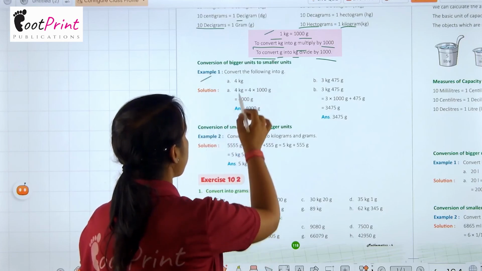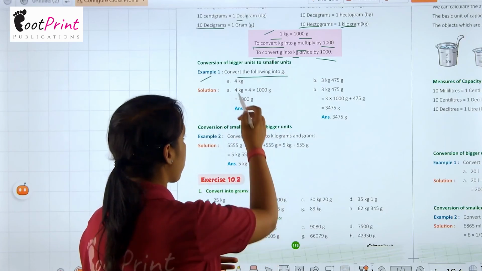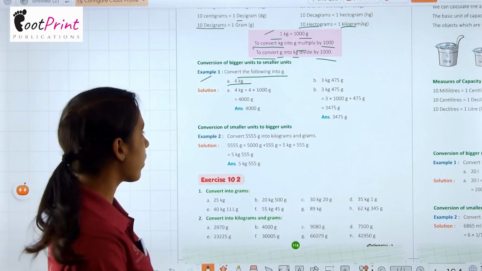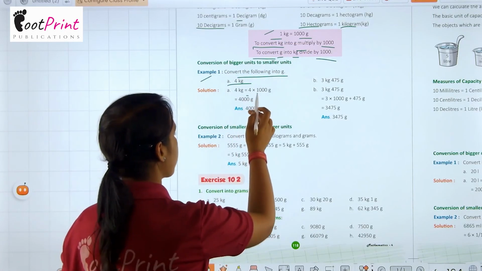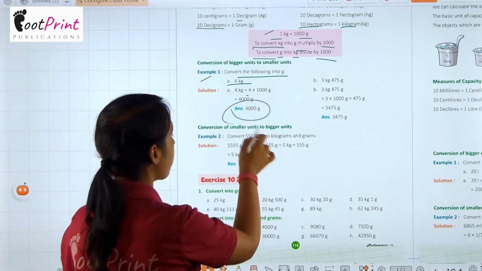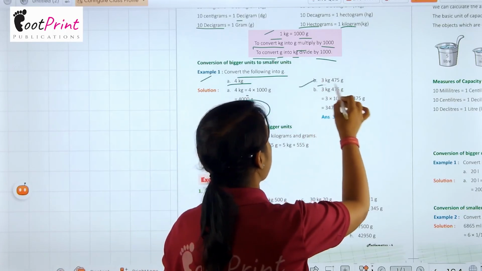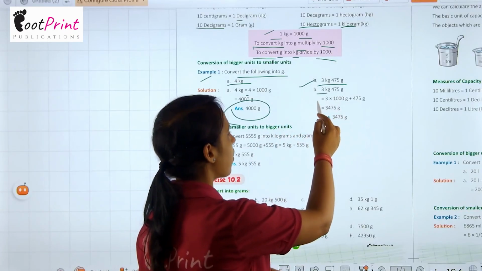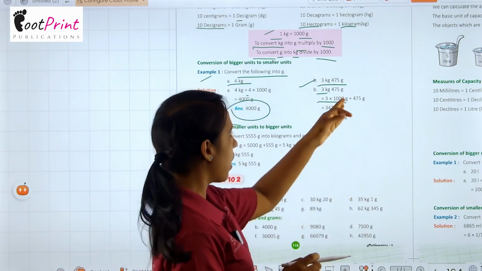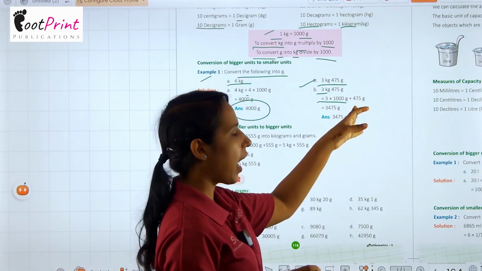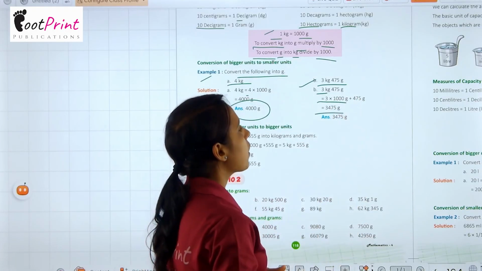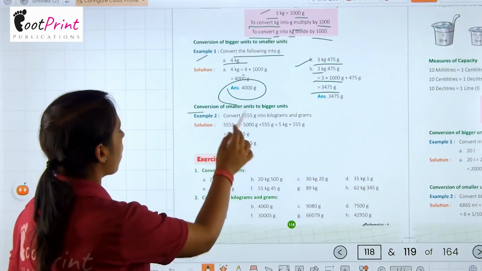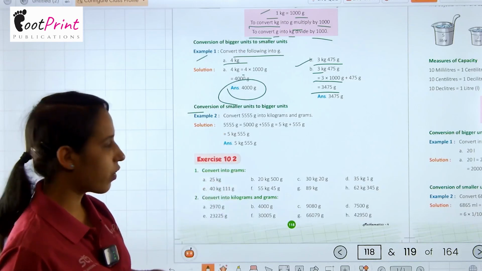So example number 1, convert the following into grams. So here we have 4 kilogram, and we know that 1 kilogram equals to 1000 gram. So 4 kilogram equals to 4 into 1000 gram, that is 4000 gram. And the second one is 3 kilogram 470 gram. So 3 kilogram will be written as 3 into 1000 gram, and 470 gram will be added in this. So we get here 3470 gram.